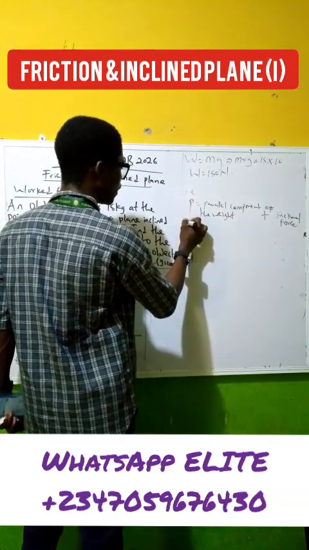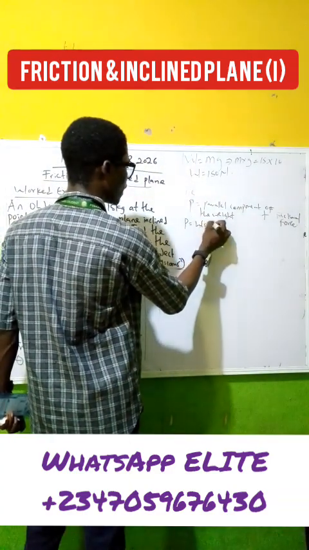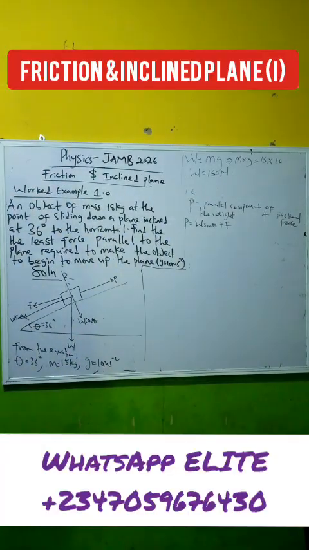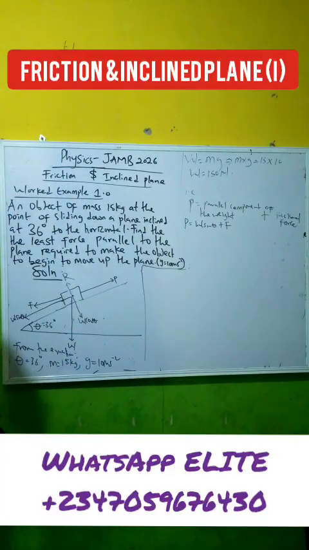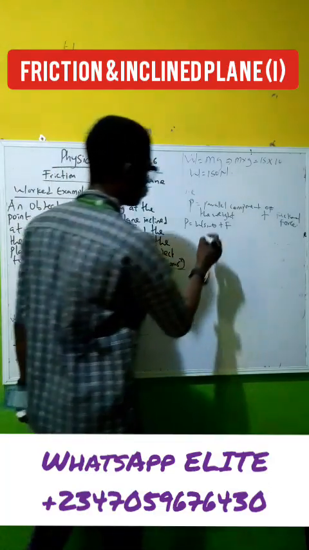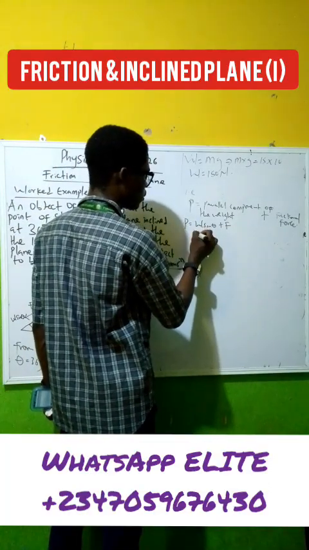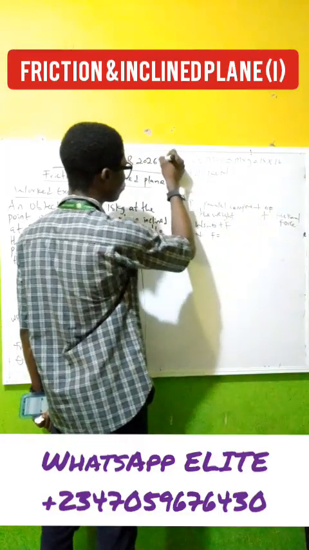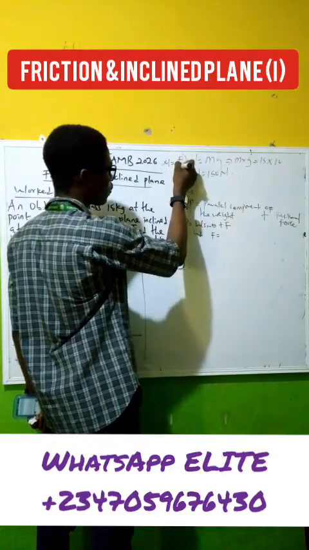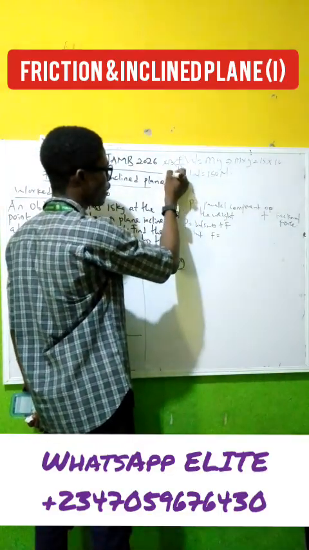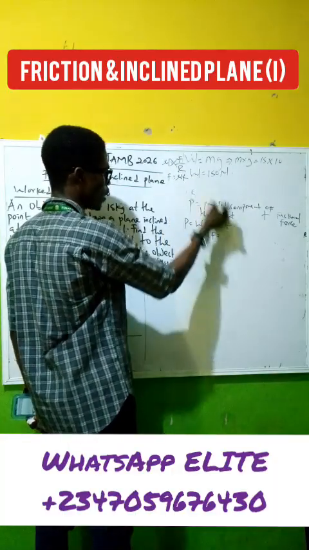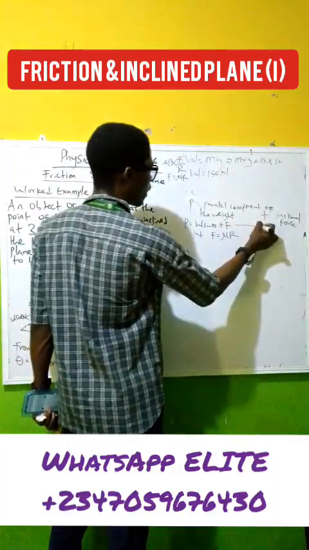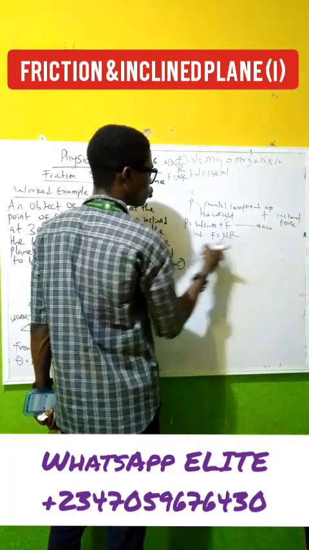So, we have to break it down. That is P equals W sine theta plus F. Still, we have to break it down because we are not given the frictional force directly. But the frictional force is equal to what? Do you remember that the coefficient of friction is equal to the limiting frictional force over R? When you cross multiply, you have F equals mu R. So we can make this equation star.